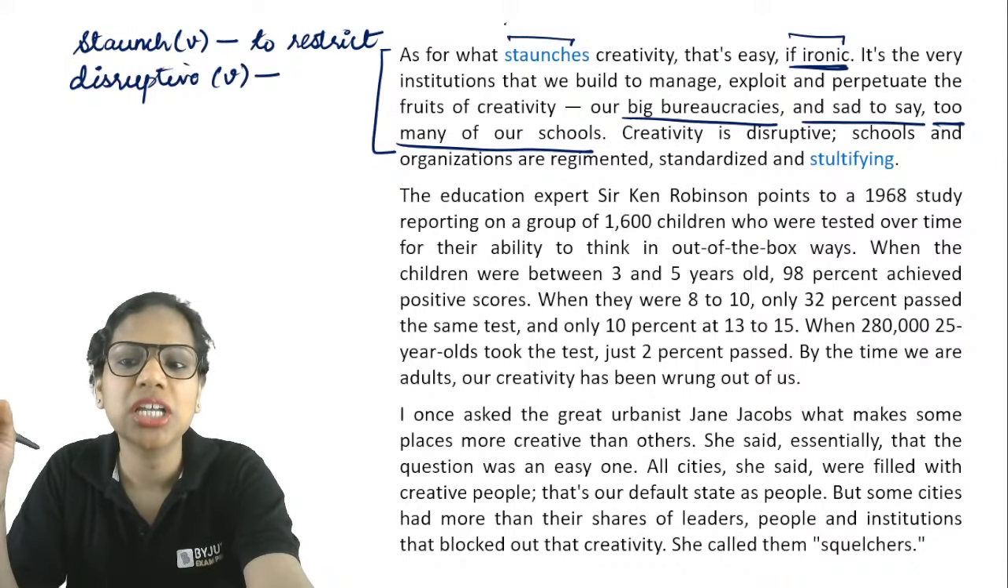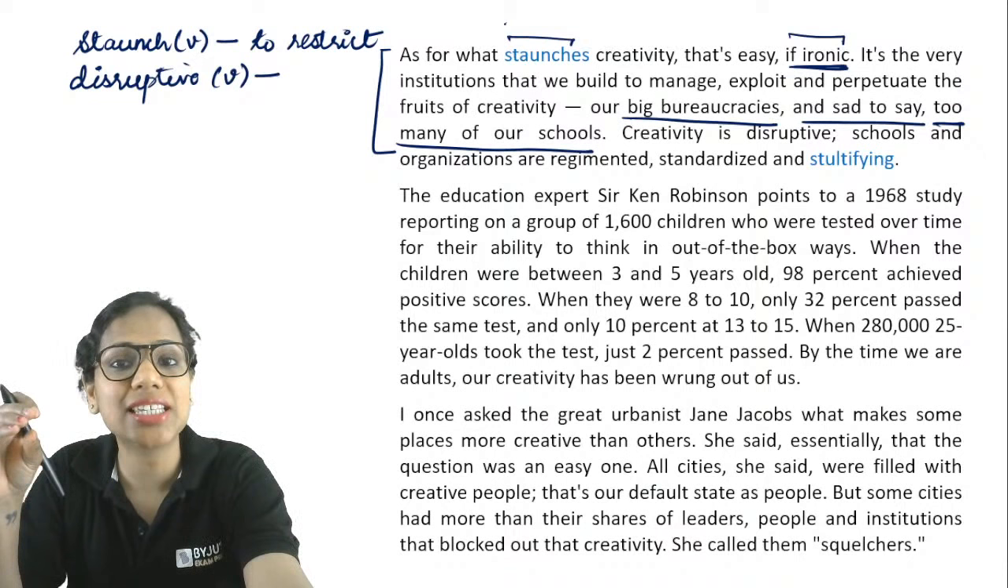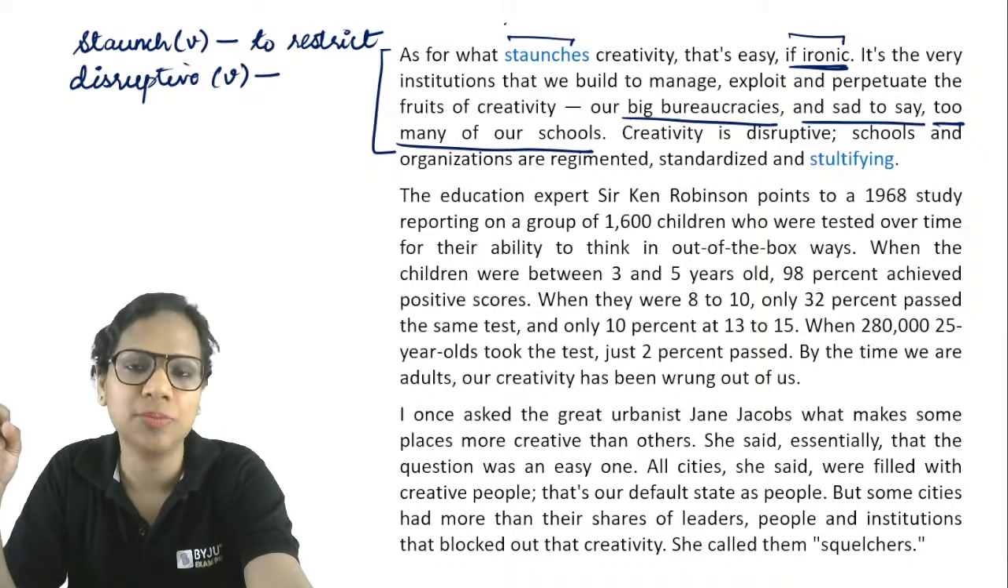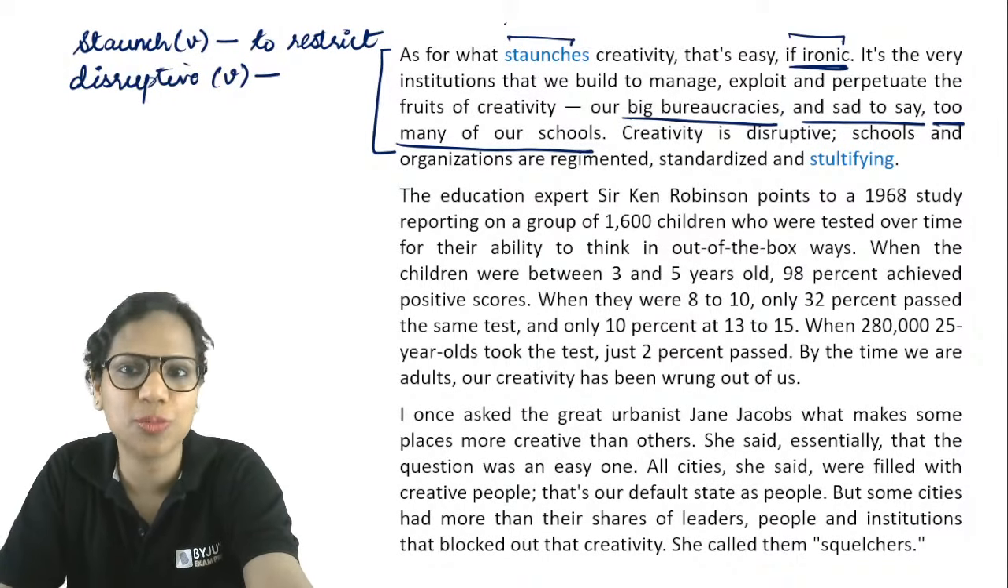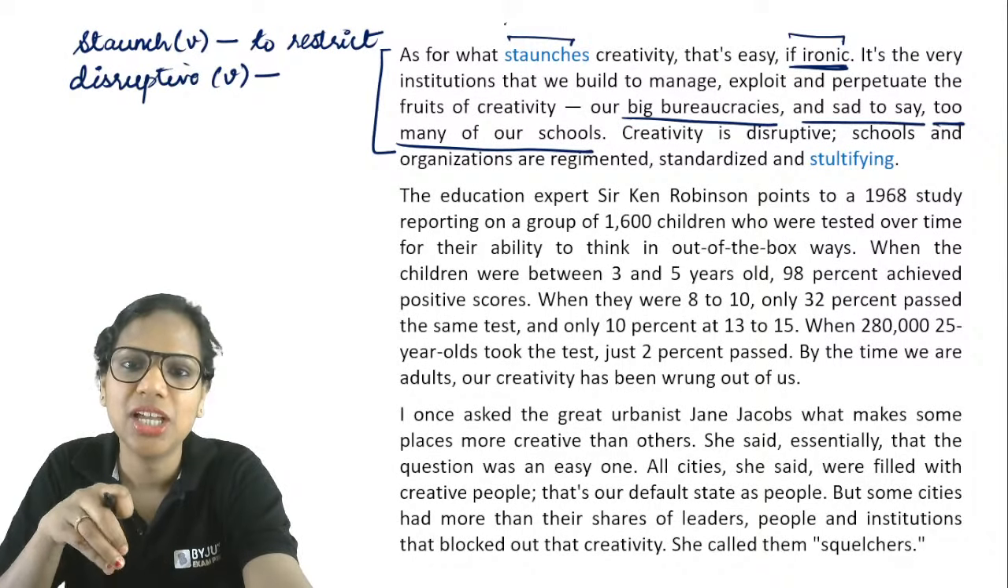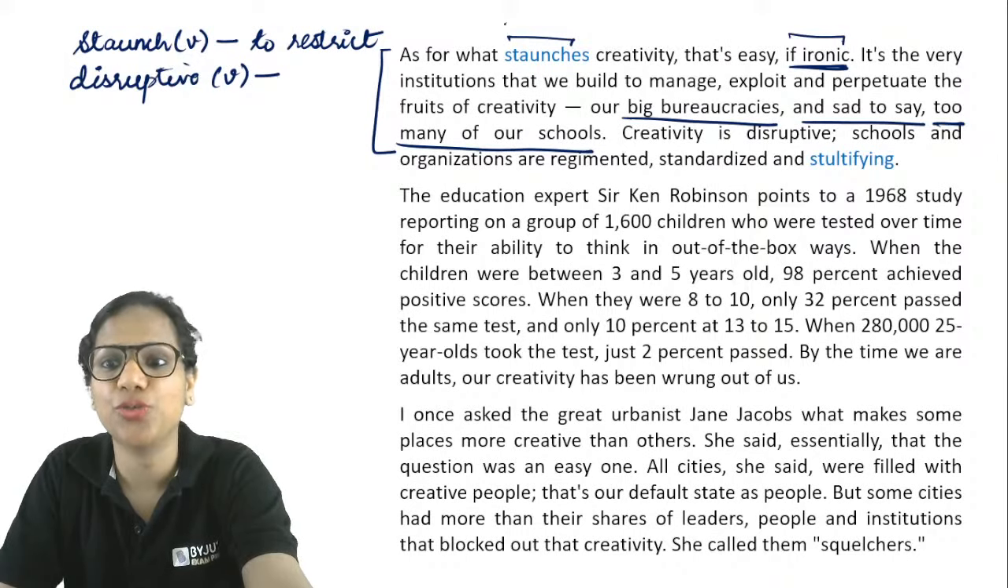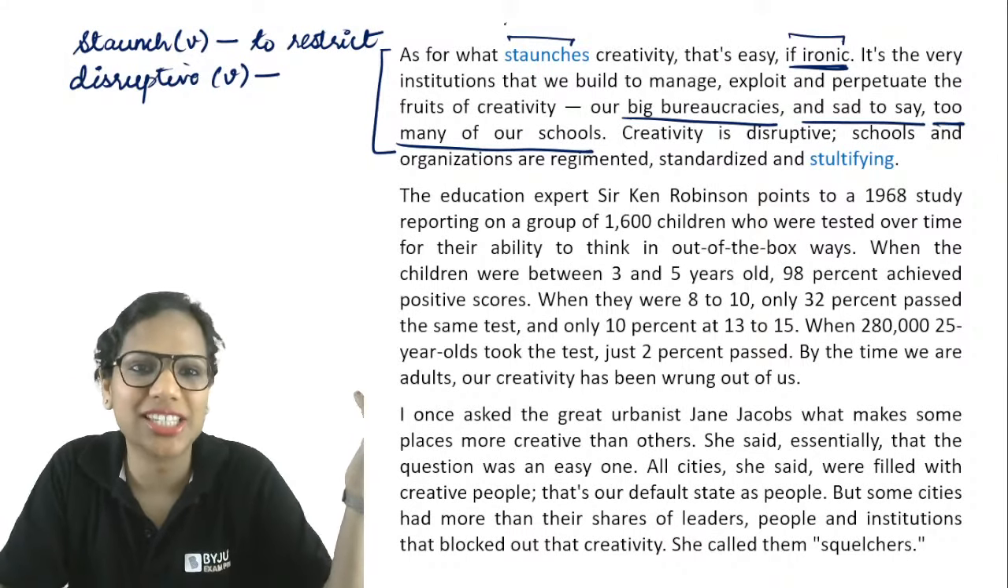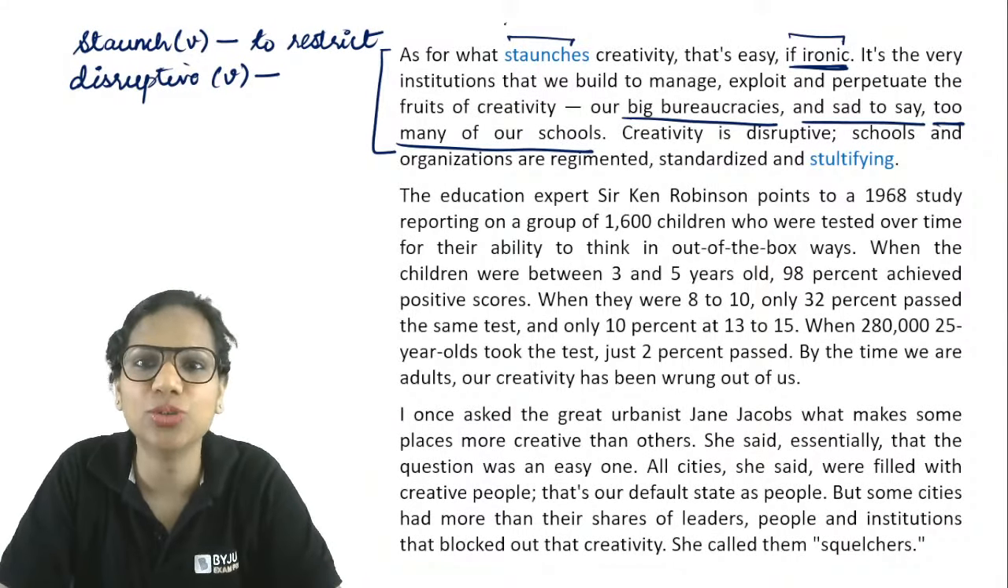It was curb the growth. Radha, you are correct. As an adjective, staunch means a very loyal supporter. A staunch supporter is a loyal supporter. But as a verb, it means to restrict. So creativity is disruptive. That means it changes the way you do things, isn't it? It's meant to change the way you do things.